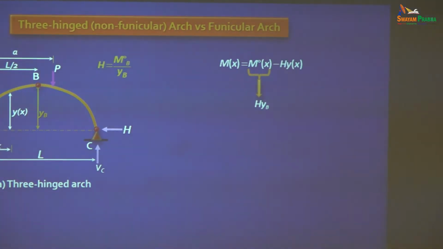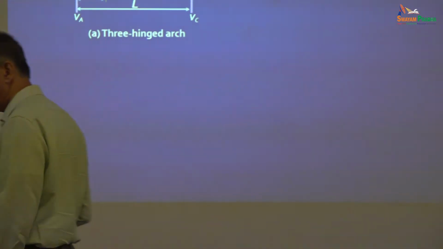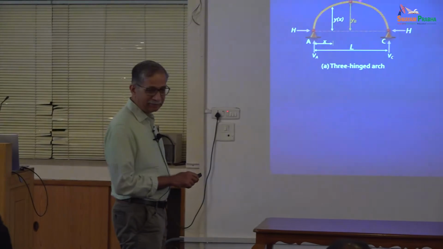Where can I replace this H into YB? Is this correct? Why is it correct? M naught B is equal to H YB. But M at X is not M naught B. So I think this is a wrong way to write it. We'll just say this is correct.